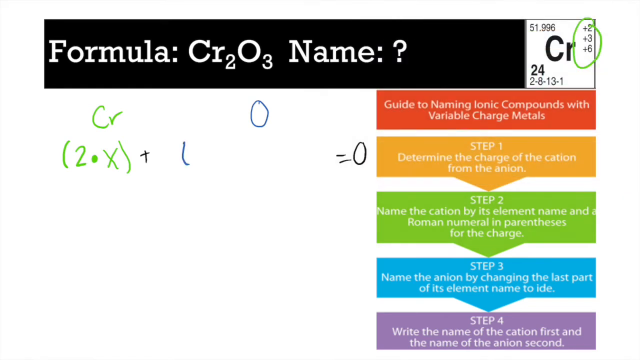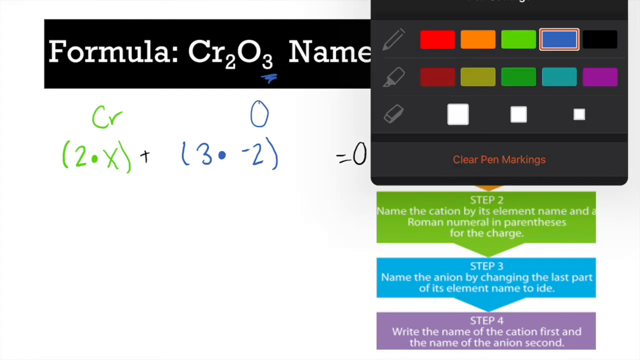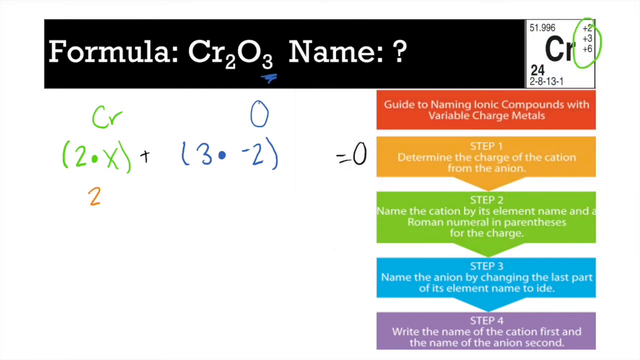And then, if we look at oxygens, we have 3 oxygens. So that's where that comes from. And oxygen, we know, has a -2 charge. Again, when you're dealing with nonmetals, you are only using the top number for nonmetals only. Okay? So, if we go ahead and bring this down, 2 times x is 2x, plus 3 times -2 is -6 equals 0. So if we neaten this up a bit, 2x minus 6 equals 0.